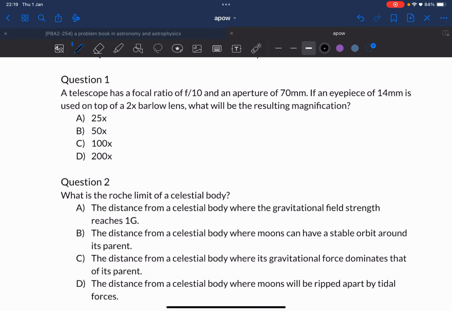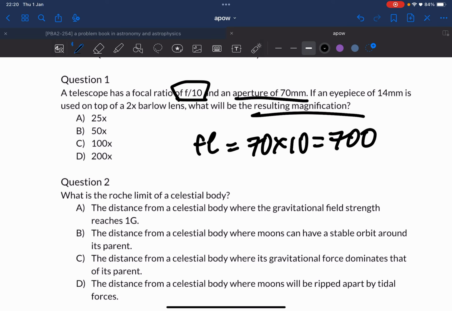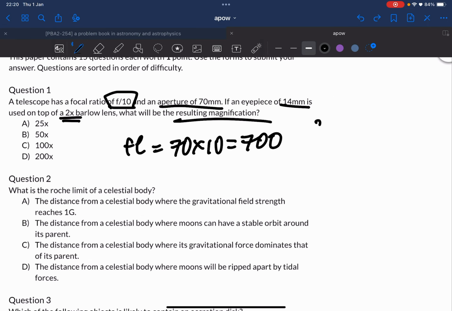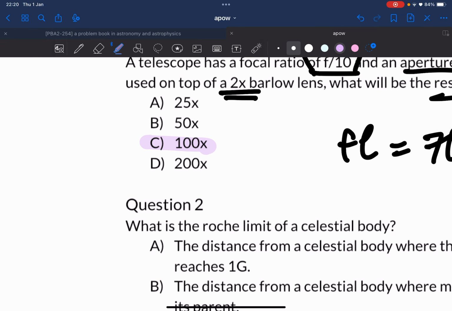So question 1: a telescope has a focal ratio of f/10, so what's the resulting magnification? We see this focal ratio of f/10 and an aperture of 70, so the actual focal length is 700. If you take an eyepiece of 14 mm, and then there's a 2x power lens, so actually it's 2 times 700 divided by 14. Guess what? It's just 14 times 100 over 14, which is 100. So the answer is in fact C.